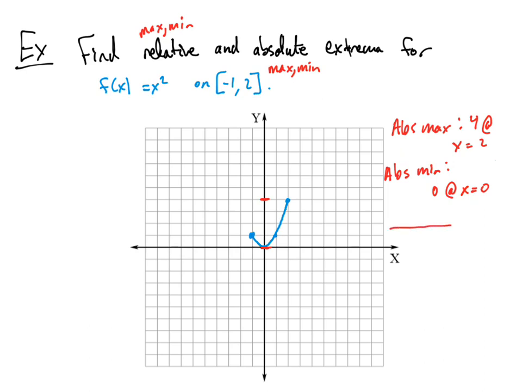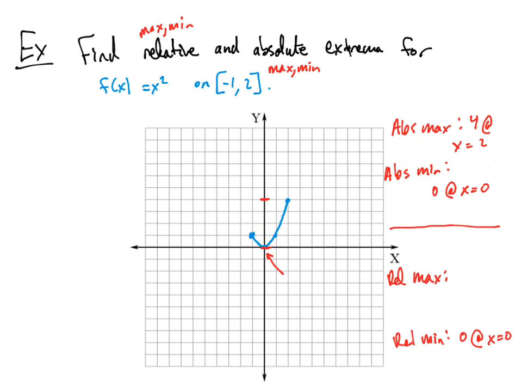Now let's think about the relative max and the relative min. Well, the relative minimum values are the values that give us a low point on the graph. So the relative min is going to be located right here. So this is also going to be 0 at x is equal to 0. Oops, I have that backwards. I wrote it in the wrong spot here. So the relative min, we're going to say 0 when x is equal to 0.